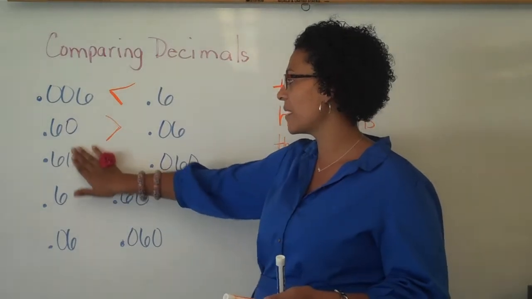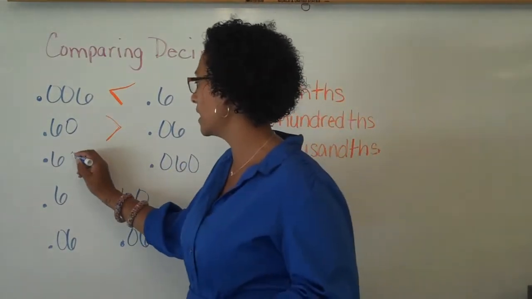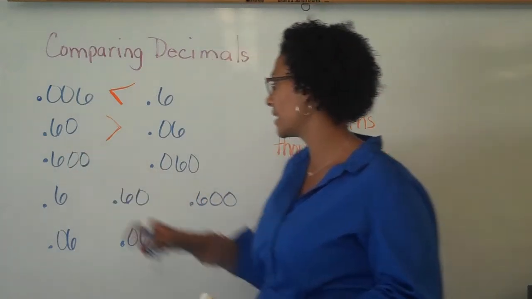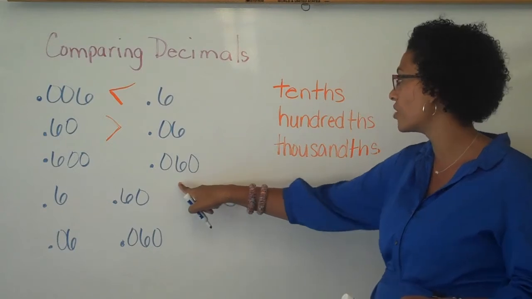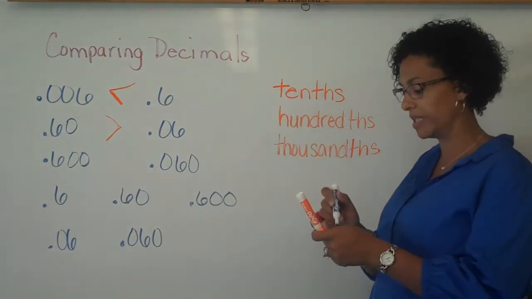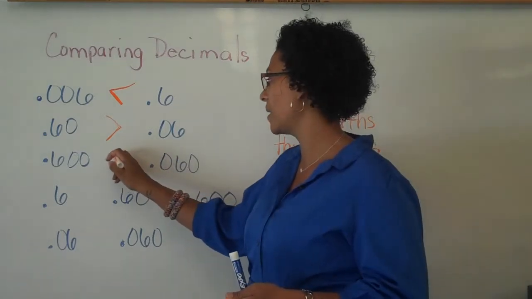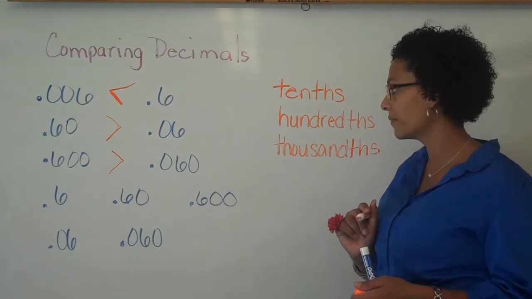Again, if my zeros come at the end, they don't hold value. They're not holding a place, but I'm going to keep them. This is 6 tenths. Here my 6 is in the hundredths place. This is 6 hundredths. Looking back at my list, tenths are greater than hundredths. So I'm going to compare this way. 6 tenths is greater than 6 hundredths.